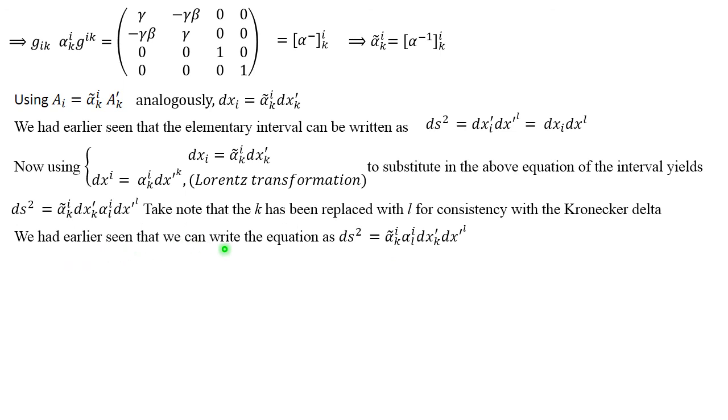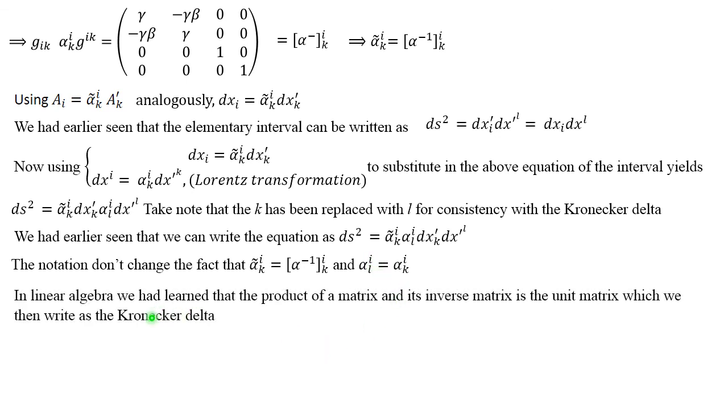We had earlier seen that we can write the equation as ds squared equals, so we understand that we can change positions of alpha because we already know how we can change it. We can bring this dx'_k and dx'_l together. The notation doesn't change the fact that alpha tilde_ik is equal to the inverse Lorentz matrix, and alpha_il is the same as alpha_ik, which we already know. All we know is that k has been replaced with l, but the matrix still remains the same.